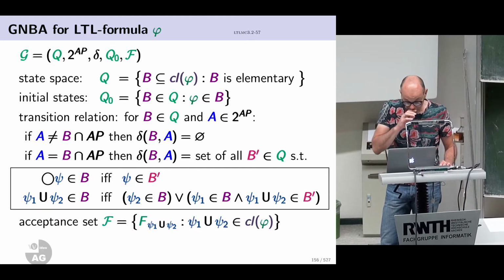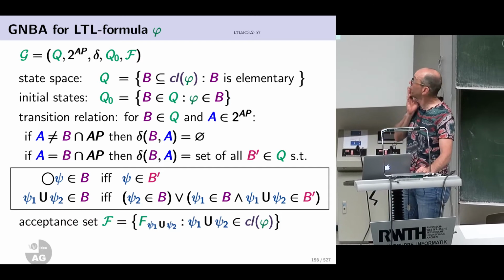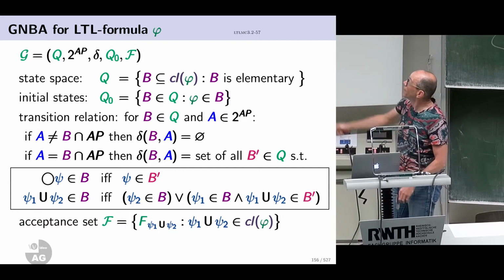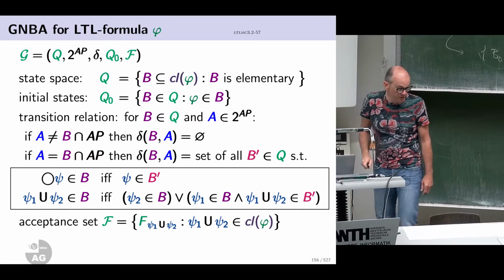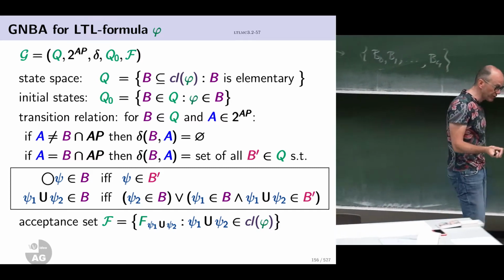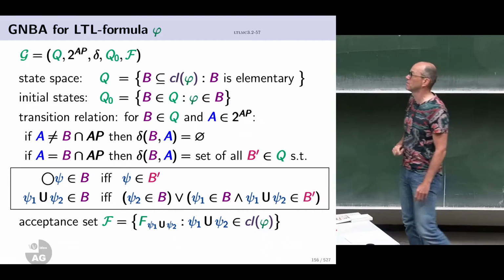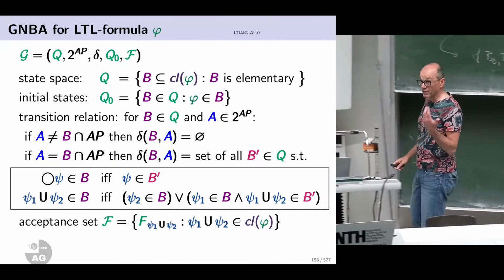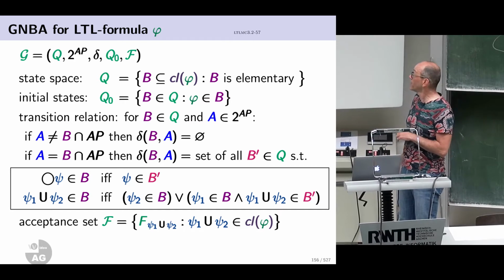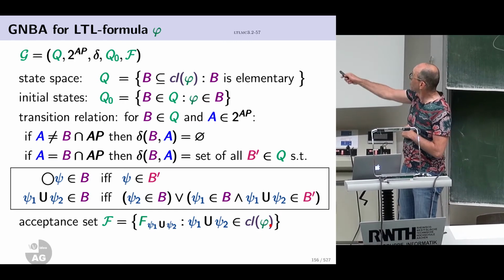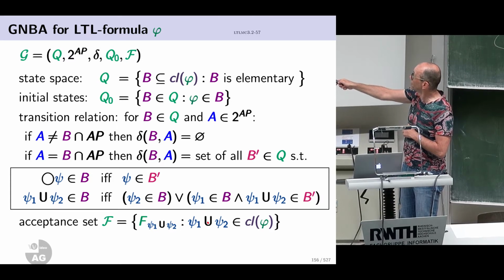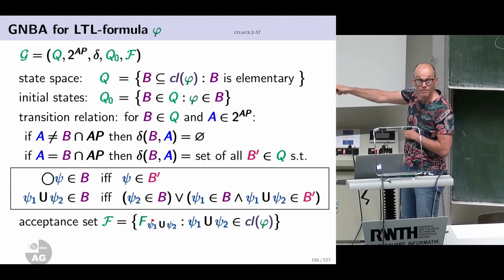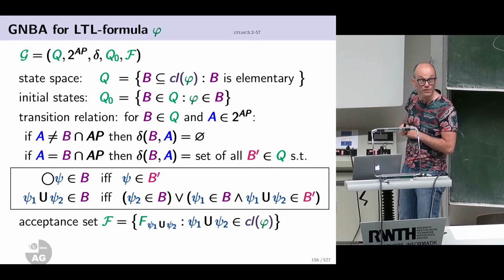Good. Finally, we have actually a GNBA, so we make the construction by first going to a generalized Büchi automaton. This means that we don't have a single set of accept sets, but a set of sets. And the intuition is that for every until subformula, we have a set. So we look at the closure of the original formula, and for every such until formula, there is an accept set. That's what this definition says.